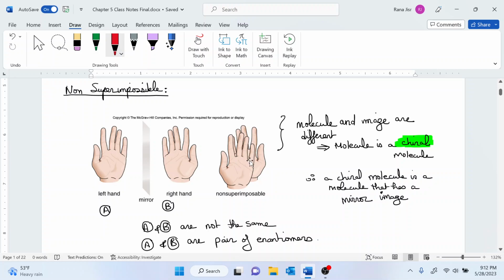So if they don't align, then we say that the molecule and its mirror image are completely different molecules. We say that they are non-superimposable, and we say that the molecule is a chiral molecule because it has a mirror image. So we say that these two are a pair of enantiomers.